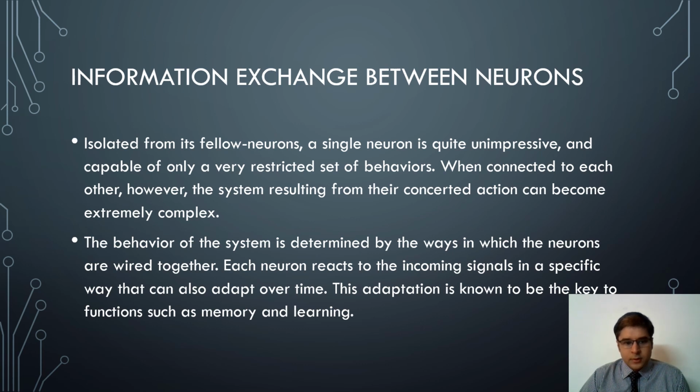Each neuron reacts to the incoming signals in a specific way that can also adapt over time. What it says is that the behavior of the neuron changes with time and according to the incoming signal, and this adaptation is known to be the key to functions such as memory and learning. So while learning, the neuron adapts itself to incoming signals and gives expected outputs.